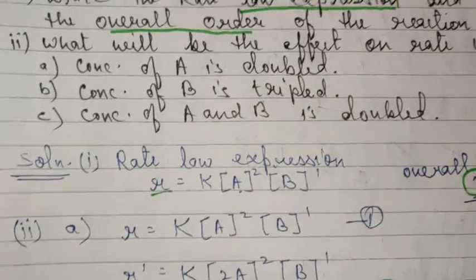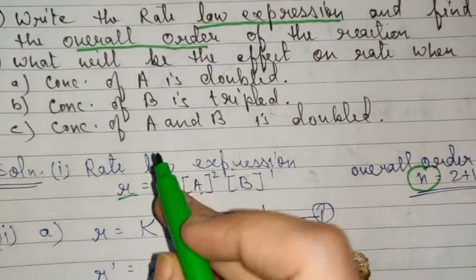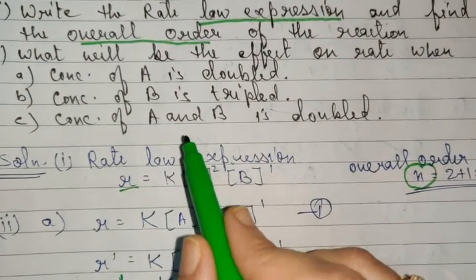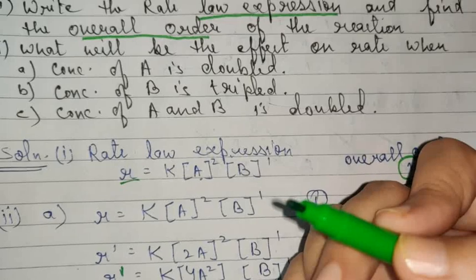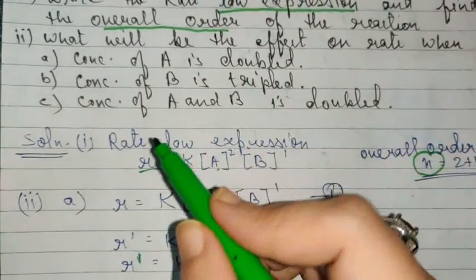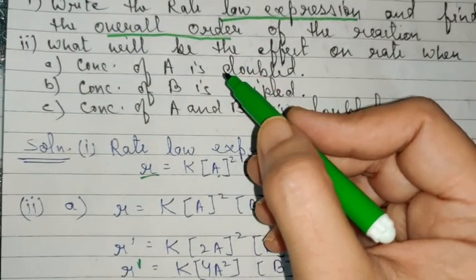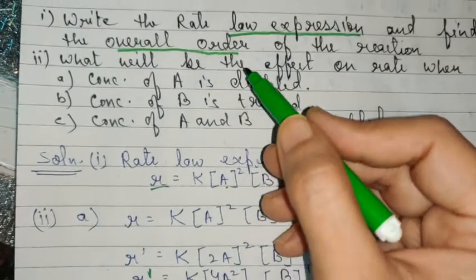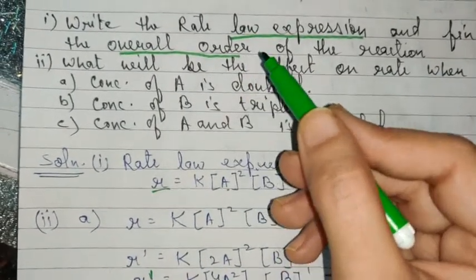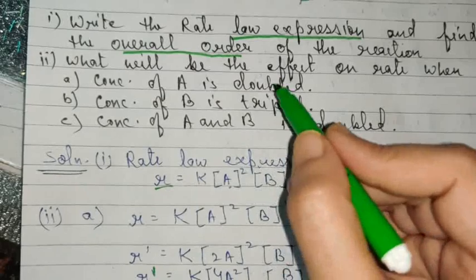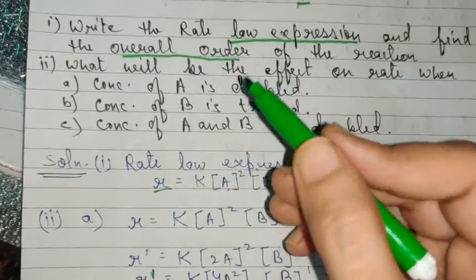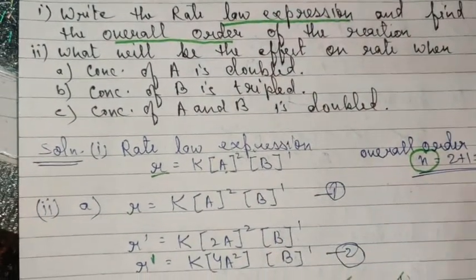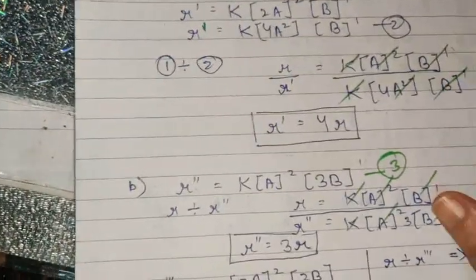Now coming to the C part. In C part, the question is the concentration of A and B both is doubled. Then what happens? In all the three parts, you can see that you have to relate it with the master rate law expression. Whatever changes is being carried out, you have to relate it with the first expression, that is this.